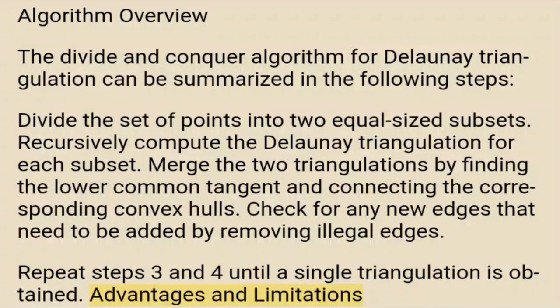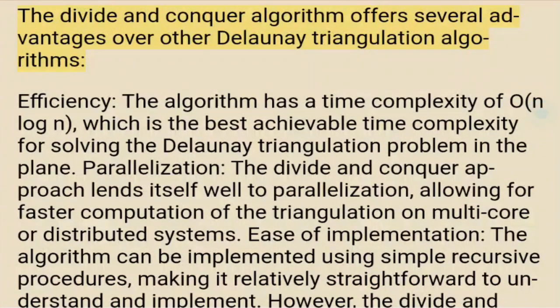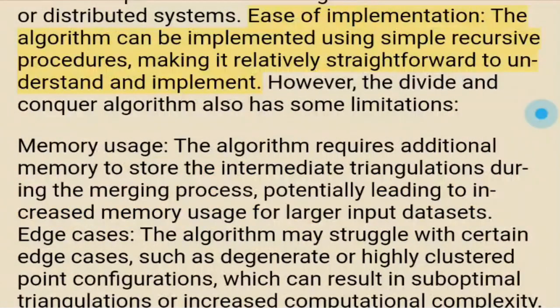Advantages and limitations. The divide and conquer algorithm offers several advantages over other Delaunay triangulation algorithms. Efficiency. The algorithm has a time complexity of O(n log n), which is the best achievable time complexity for solving the Delaunay triangulation problem in the plane. Parallelization. The divide and conquer approach lends itself well to parallelization, allowing for faster computation of the triangulation on multi-core or distributed systems. Ease of implementation. The algorithm can be implemented using simple recursive procedures, making it relatively straightforward to understand and implement.